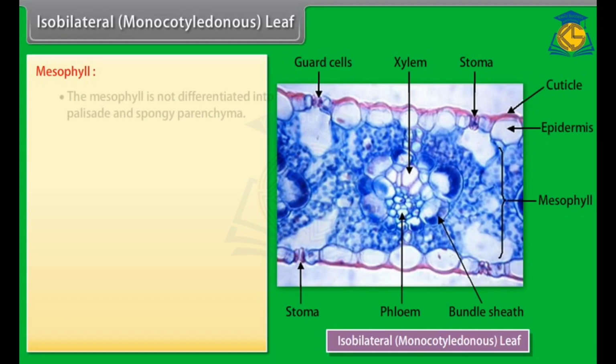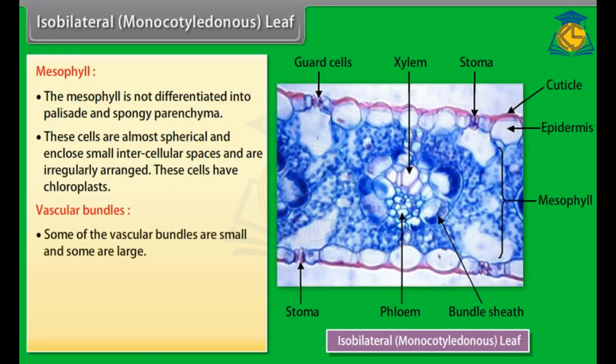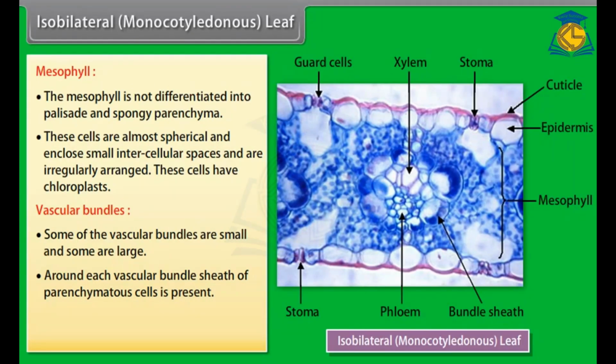Mesophyll. The mesophyll is not differentiated into palisade and spongy parenchyma. These cells are almost spherical and enclose small intercellular spaces and are irregularly arranged. These cells have chloroplasts. Vascular bundles. Some of the vascular bundles are small and some are large. Around each vascular bundle, a sheath of parenchymatous cells is present. Vascular bundles are conjoined, collateral, and closed.